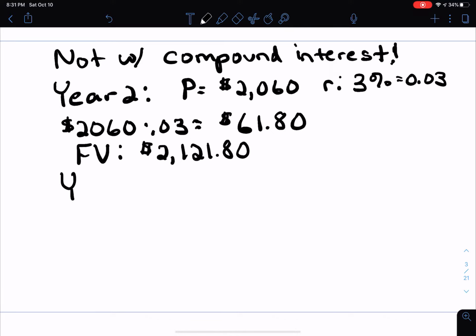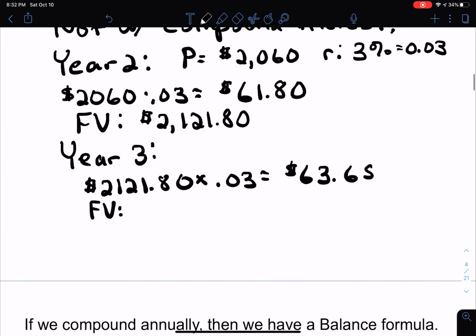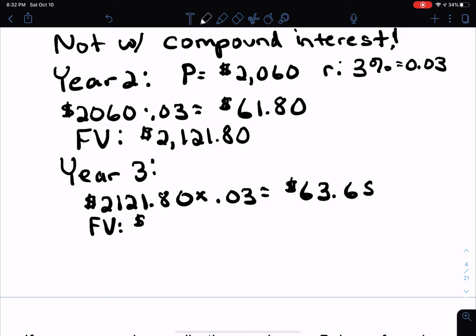So year 3, we would do the 2,121.80 times the 0.03 to see how much interest you have at that point in time. And I'm getting $63.65. So the future value for that one, you have the 2,121.80 plus 63.65. You get, oops, accidentally tapped that, sorry. $2,185.45. Year 4.